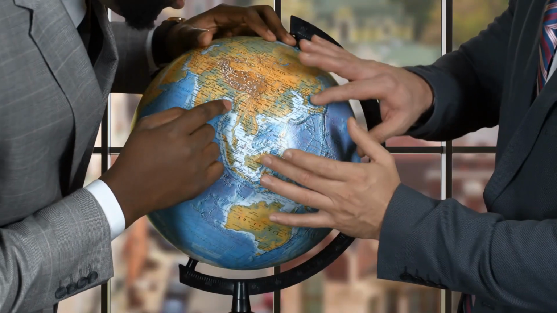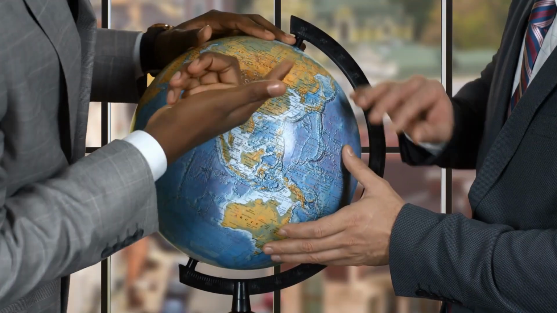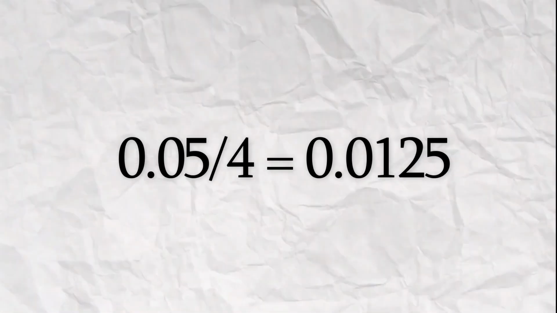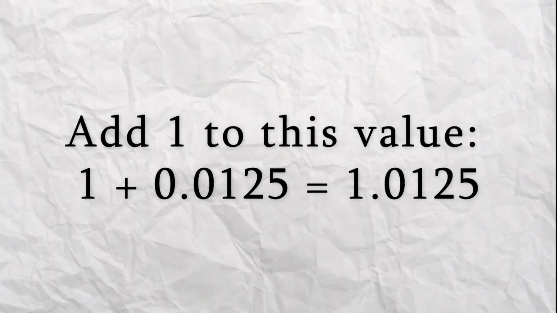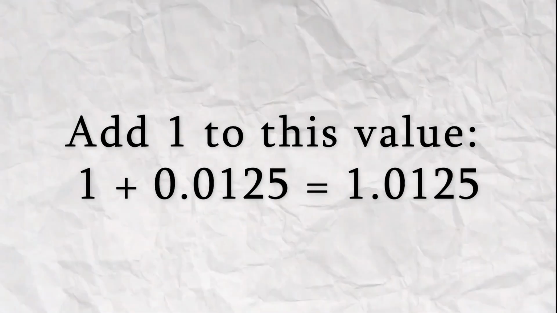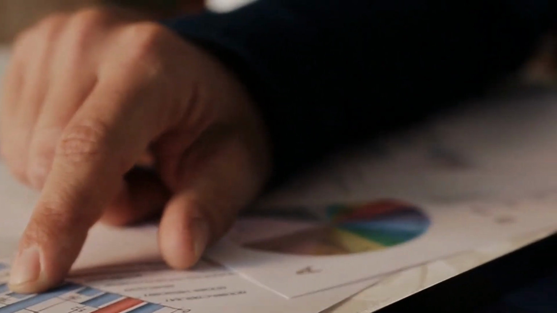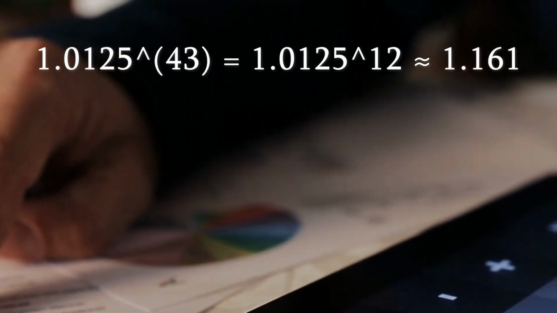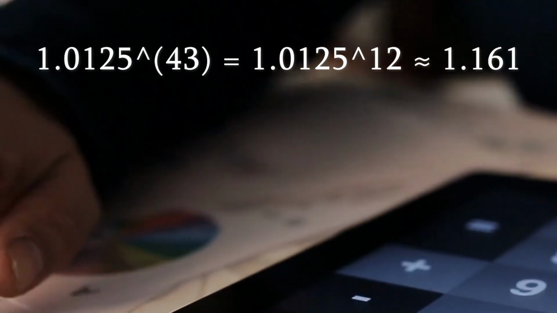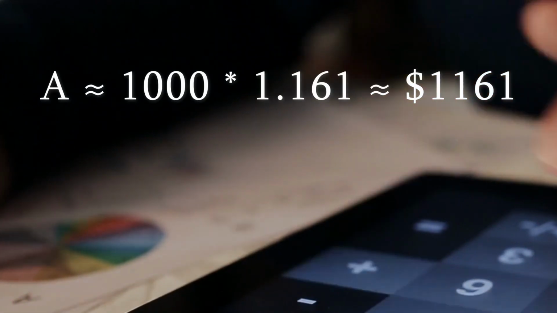First, we divide the annual interest rate by the number of times it's compounded per year, 0.05/4 = 0.0125. Then we add 1 to this value. 1 + 0.0125 = 1.0125. Next, we raise this result to the power of the total number of compounding periods, 1.0125^(4*3) = 1.0125^12 ≈ 1.161. Finally, we multiply this value by the principal amount, 1000 * 1.161 = 1,161.